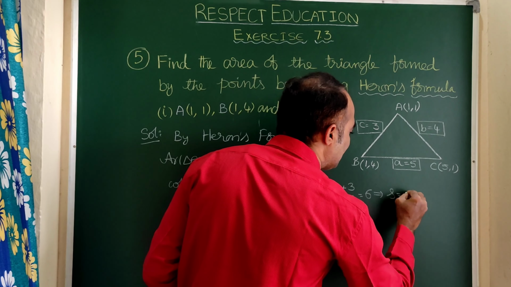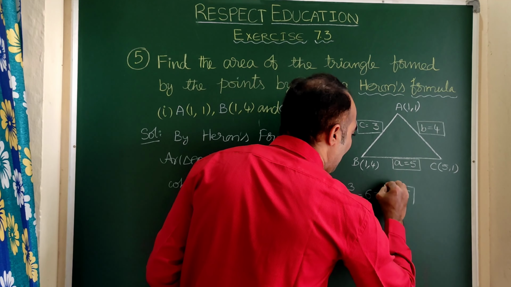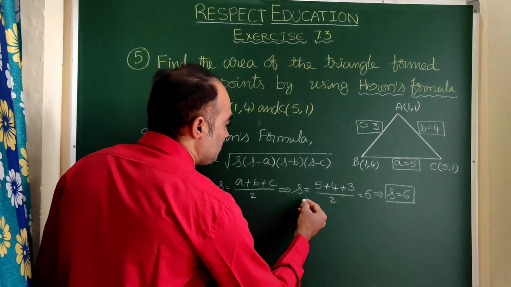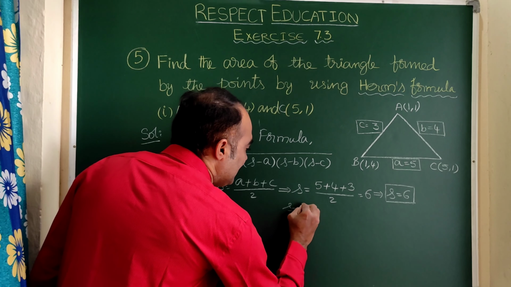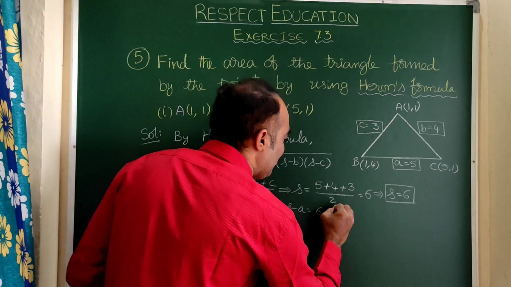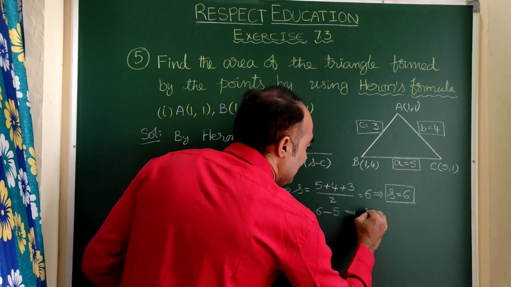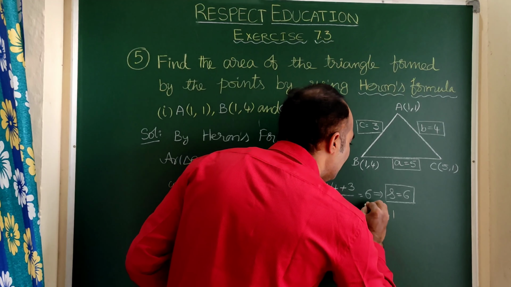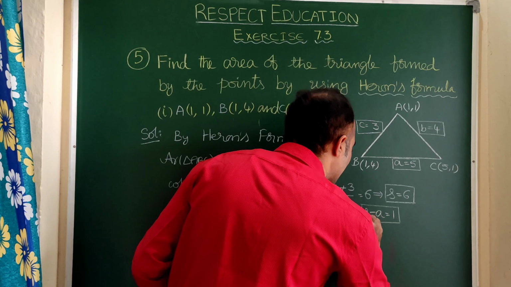Therefore, we got the S value as 6. After finding the S value, let us write the remaining values also. S minus A, here S is 6, A is 5. That means S minus A is equal to 6 minus 5, which is 1. So, S minus A is also ready.